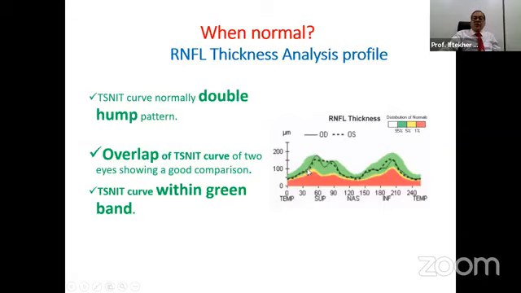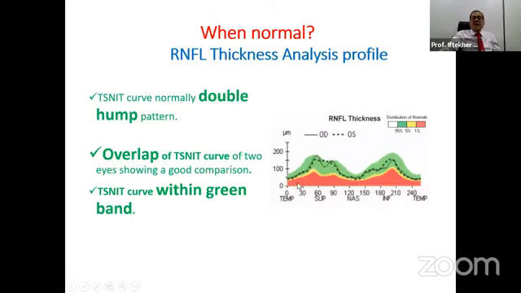Now the question: why is it a double hump? We know that in the superior and inferior portions of the optic disc, the nerve fiber layer is thick. So in the superior and inferior regions, there is a hump. This is the double hump. Why does it stay within the green segment throughout this course? Because the green segment extends from 5 to 95% of the normative database.